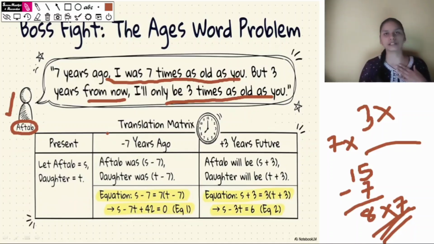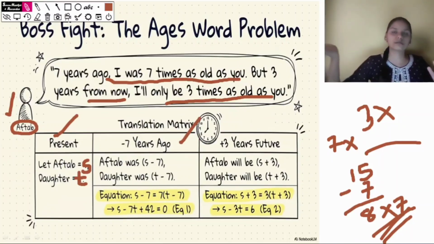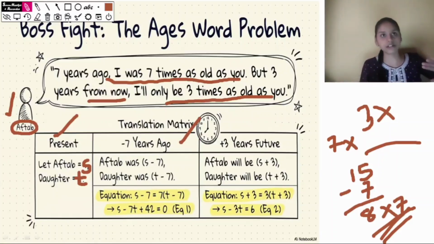Now, how will you solve this? First of all, make such a table for now. As days pass and your practice increases, you will be able to solve it easily, but for now, follow this. First, present: let Aftab be S, and the daughter be T. 7 years ago means minus 7. Ago means negative, minus. From now 3 years means plus 3.